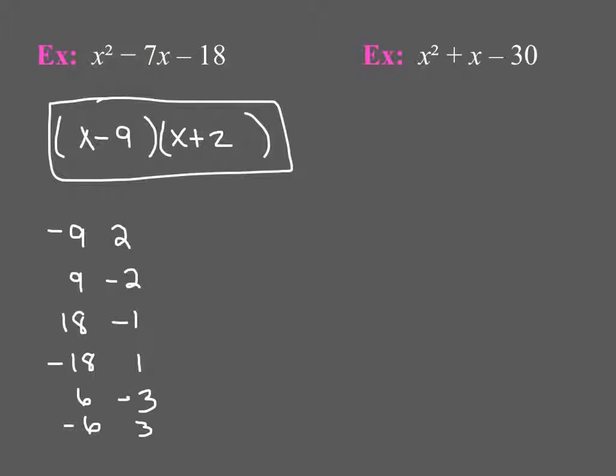On this one, you have factors of negative 30 that add to positive 1. So that would be positive 6 and negative 5.